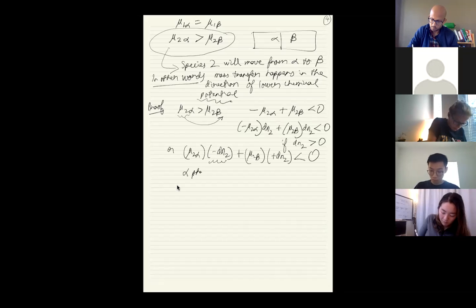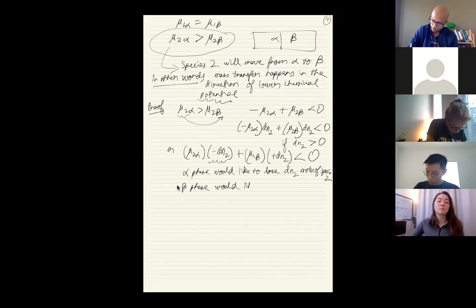Alpha phase would like to lose dn2 moles of species 2. Beta phase would like to gain dn2 moles of species 2. How do I know this? Because dn2 itself is positive, and with mu2 alpha I have minus dn2, and with mu2 beta I have plus dn2. And this is the direction in which dG will be less than 0.